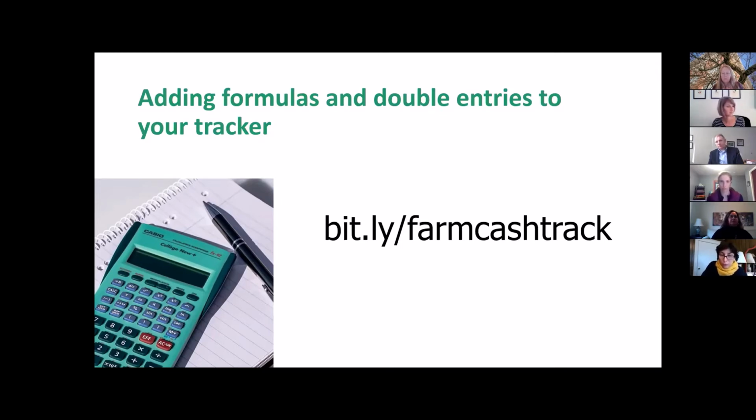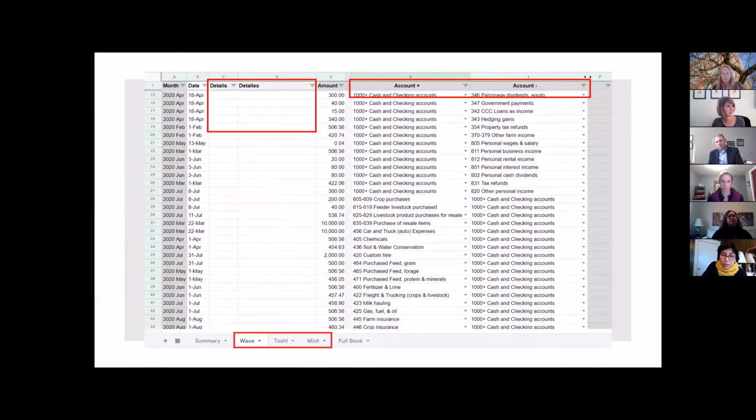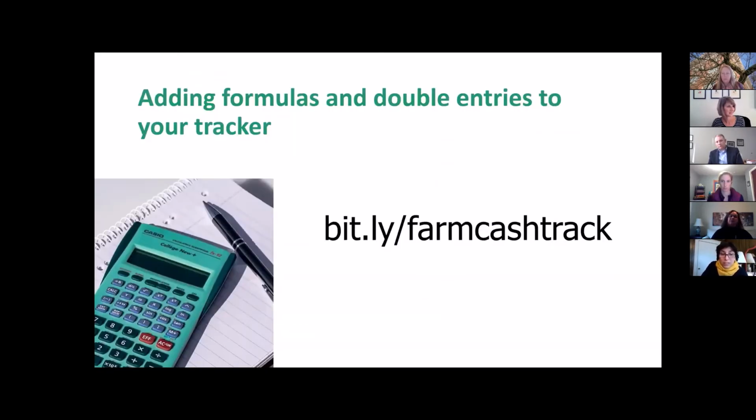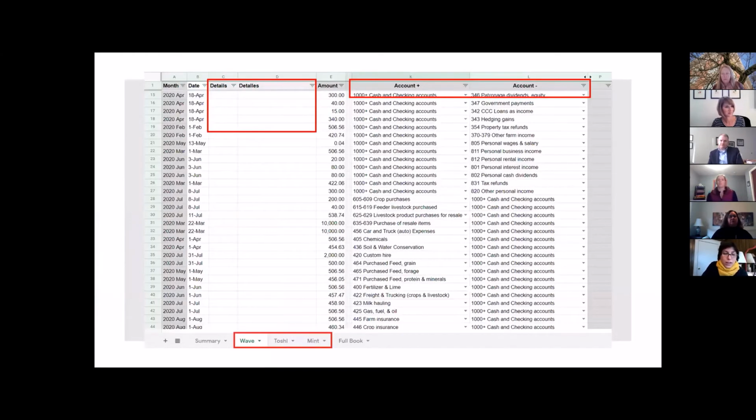If you are into formulas or a bit more complex spreadsheets, though, you can try the Farm Cash Tracker, which was the one you were just showing, Jamie, which you can find in this link here on this slide. The Farm Cash Tracker has a few benefits over the Farm Records Book, and it's also free of charge. It lets you copy and paste reports straight from your bank or application websites.